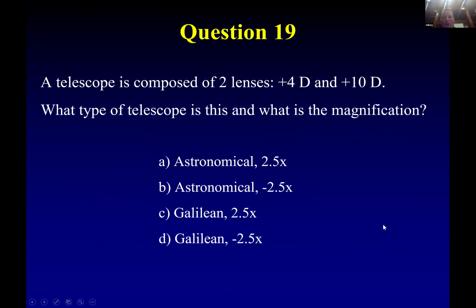Question 19. A telescope is composed of 2 lenses, +4 diopters and +10 diopters. What type of telescope is this, and what is the angular magnification? I'll give you 45 seconds for this.